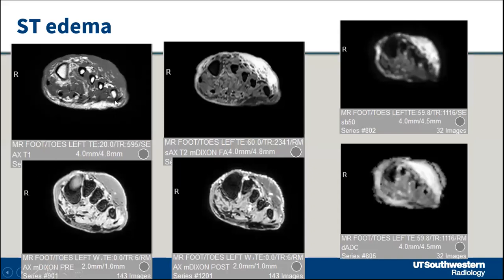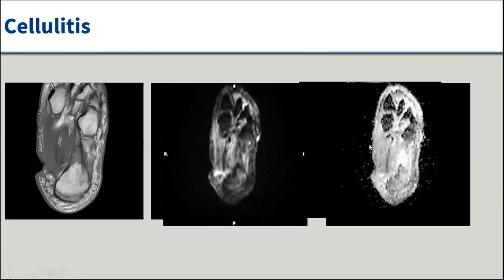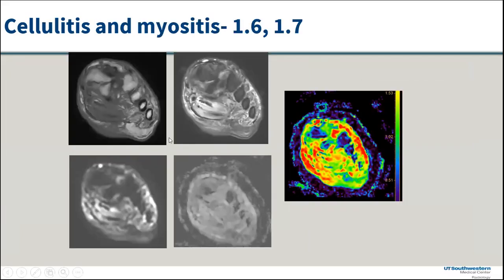So here are some examples. Soft tissue edema, like that, doesn't enhance much. On ADC it is very white. Cellulitis: a little mixed signal, enhancement, and on ADC it is grayish. And there's myositis with that. Cellulitis and myositis, again grayish. And here you have your values, so this is about 1.0 to 1.3. You can look at that value.